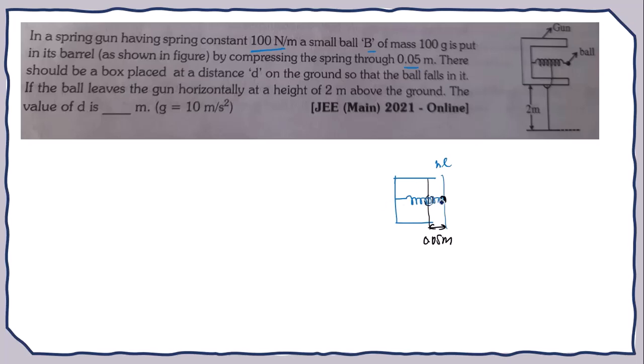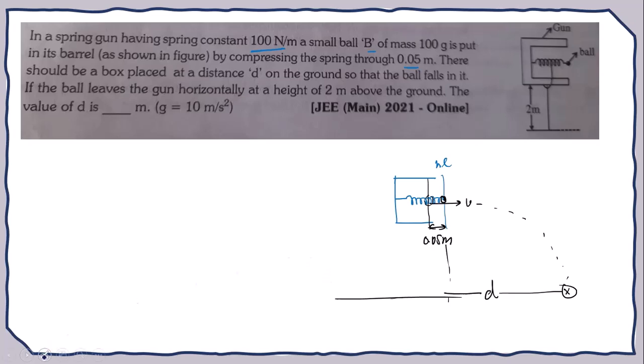Now once I release it, the ball will get kinetic energy. With that kinetic energy, the ball performs a projectile motion and you are asked to calculate the position where the particle will fall on the ground. Let us say this is the distance d that you want to calculate where it will hit the ground. Simply, it is a problem of projectile motion.